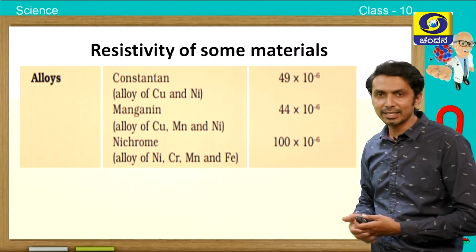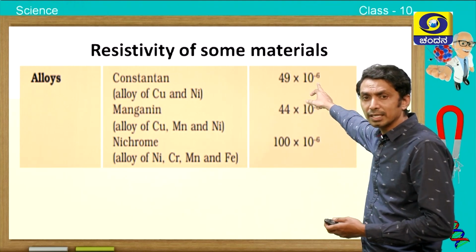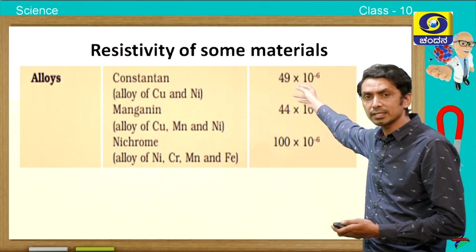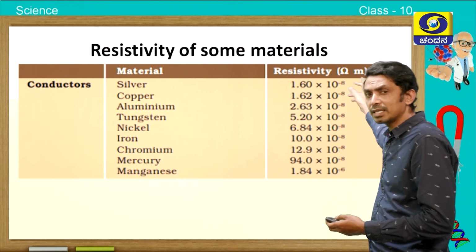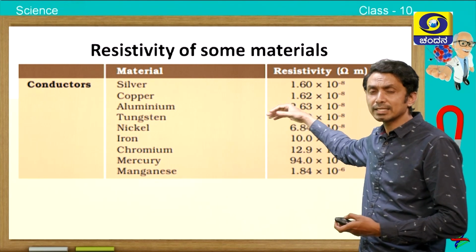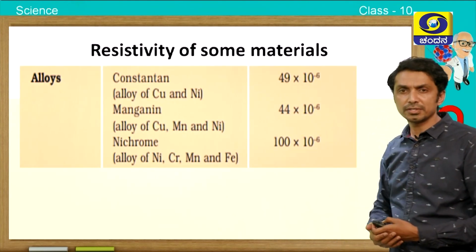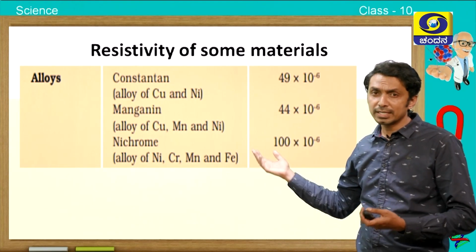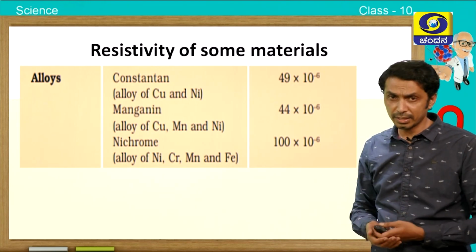Yes, you are right. It is the alloys which are having more resistivity, because here it is only 10 to the power of minus 6, whereas in conductors it was 10 to the power of minus 8. That means it was very less. That is why conductors allow more electric current than these alloys. So we can say alloys have a little bit higher resistance than conductors.